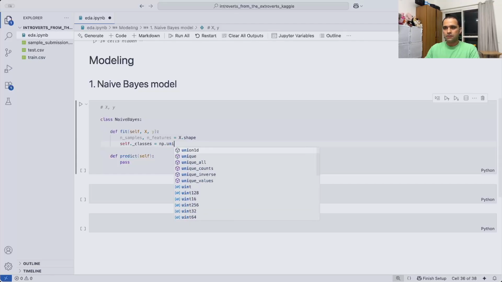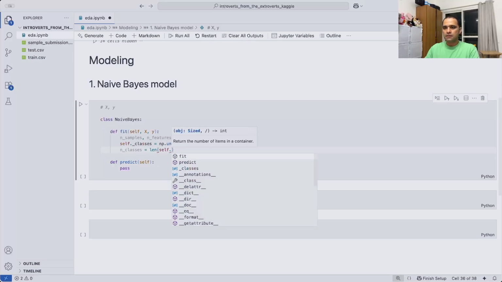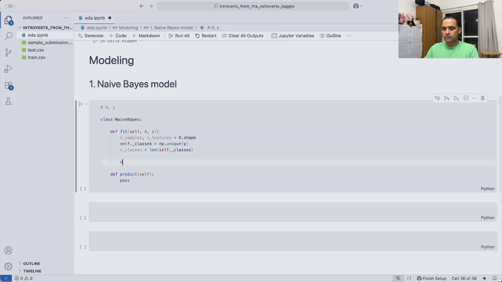Empty dot of y. Once you have the classes, this will give us a list of classes. Once you have that, we will calculate the number of classes. Now, once we have all the classes, we need to calculate.